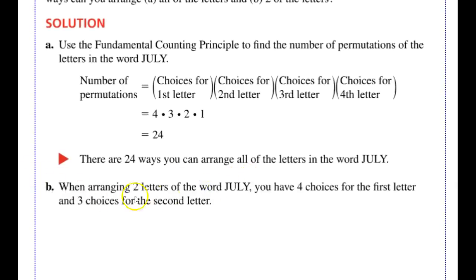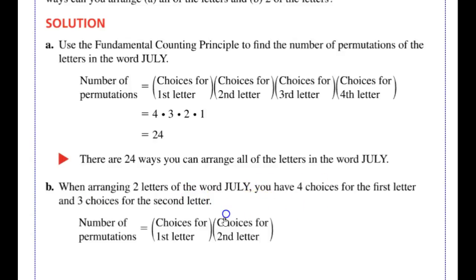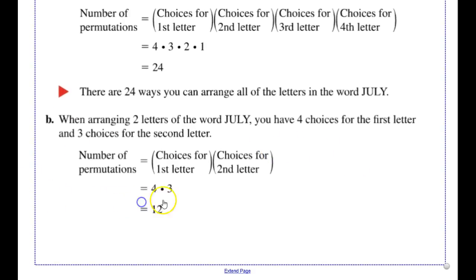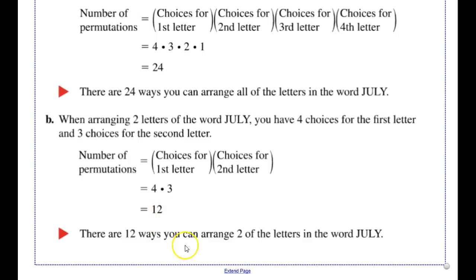So now let's look at part B. When arranging 2 of the letters of the word July, I have 4 choices for the first one and 3 choices for the second one, and that's it. I don't care about the rest of it. So now I just multiply 4 times 3. And there are 12 different ways that I can arrange 2 of the letters in the word July.